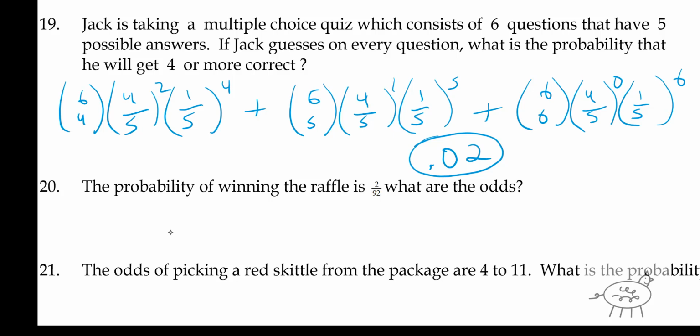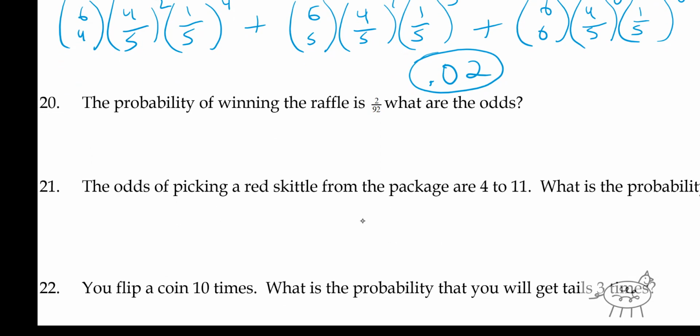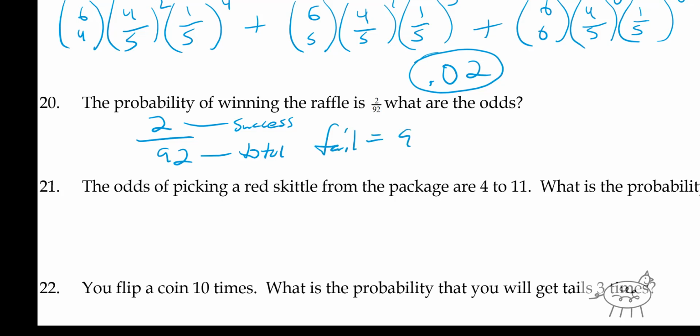All right, 20. What is the probability of winning a raffle? The probability of winning a raffle is 2 over 92. What are the odds? Well, that's easy. If it's 2 over 92, and this is the probability, so that's success, and that's total. So failure is 92 minus 2, which is 90. So odds are success over failure, so 2 over 90, or 1 over 45.